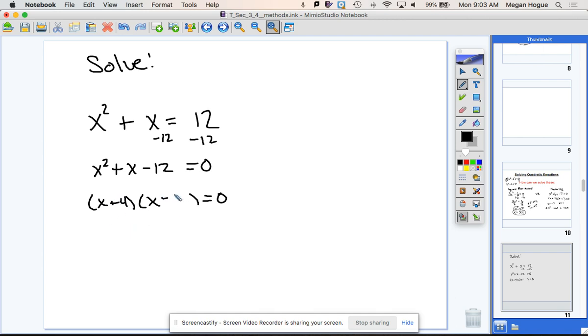Plus 4, minus 3. X equals negative 4, x equals 3. Good to go.